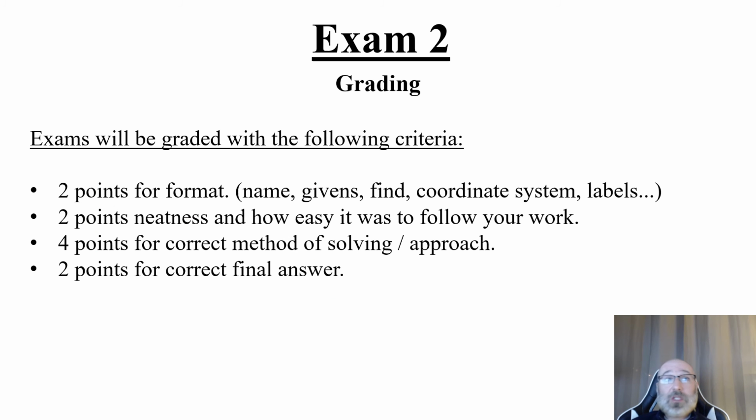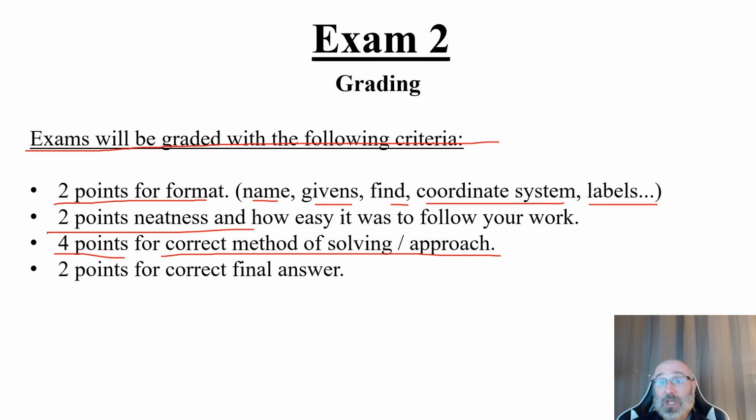So for grading, it's going to be the same grading criteria we've used for all the other homeworks and your exam number 1. 2 points for format: did you write your name, the givens, the find, your coordinate system, any appropriate labels? 2 points for neatness: how easy is it for the grader to go through and follow your work. 4 points for showing the correct method. So please write down your governing equations and state what you're doing in each step along the way. That way, if you don't quite get your answer right, we can still see your approach along the way and give you partial credit. And then your final 2 points out of 10 is for the correct final answer. So again, each of those 3 problems will be on this 10-point scale.